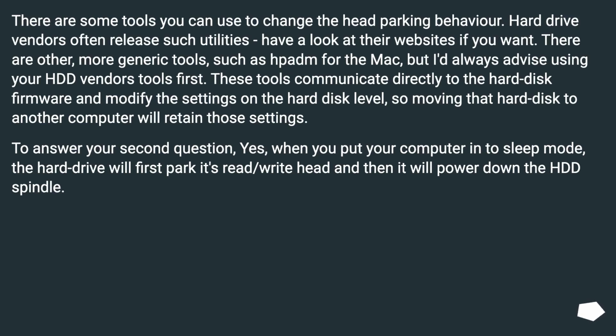To answer your second question, yes, when you put your computer into sleep mode, the hard drive will first park its read/write head and then it will power down the HDD spindle.